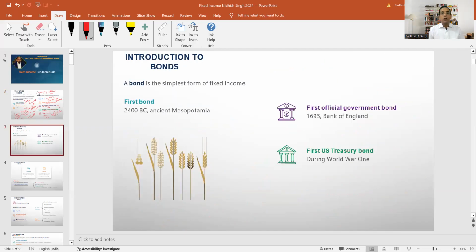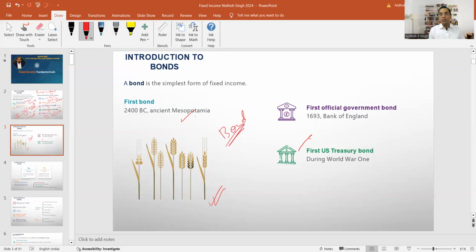Moving on to the introduction to the typical bond and its history. First of all, the first bond was issued in Mesopotamia in 2400 BC, so almost 4,400 years ago. So it's not a new product. And the history goes that those bonds were issued in terms of grains and crops.